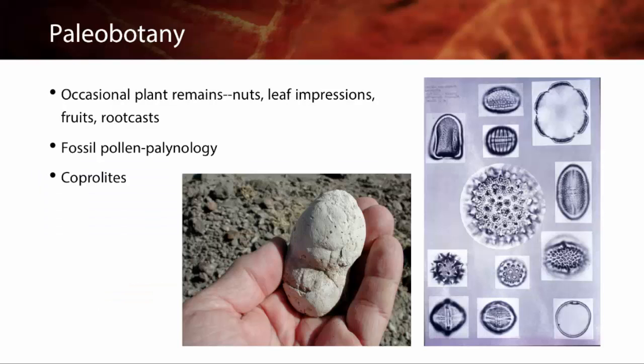Occasionally, you find remains of plants. This is known as paleobotany. Coprolites are fossilized fecal matter. In this photograph is an ancient hyena coprolite.